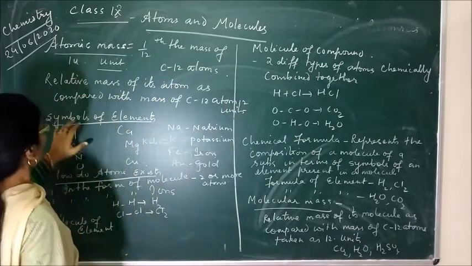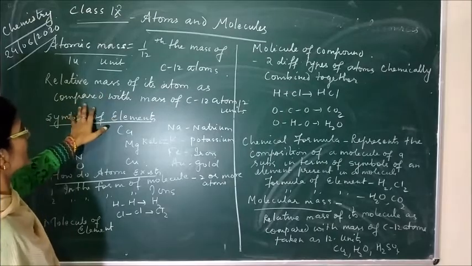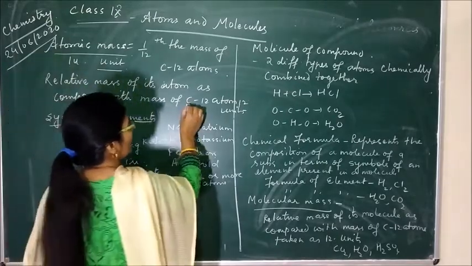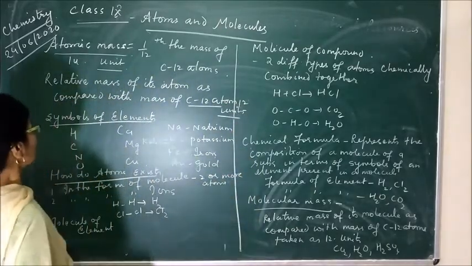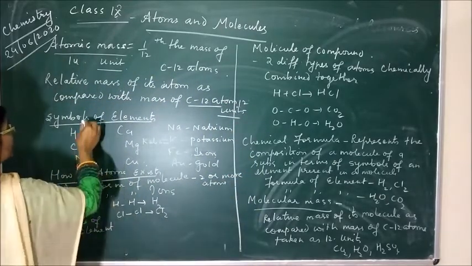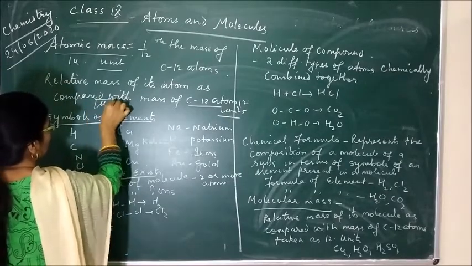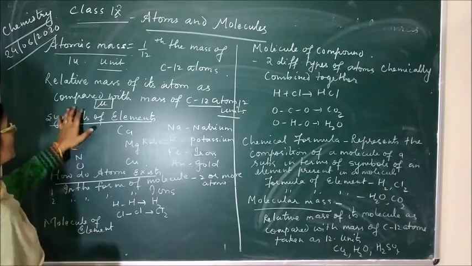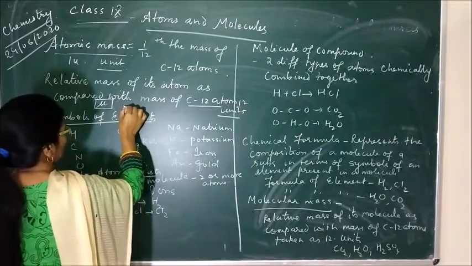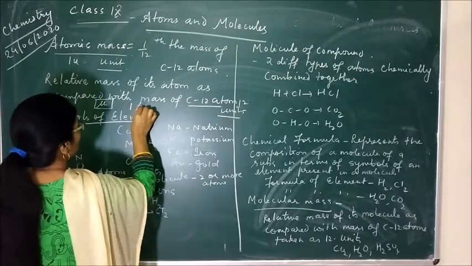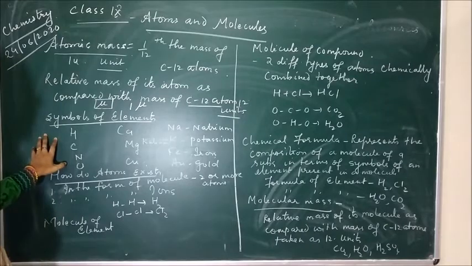Or we can also define atomic mass unit as the relative mass of an atom as compared with the mass of a carbon 12 atom taken as 12 units. This atomic mass unit is always expressed in the form of u. The symbol is this one, u. If any element has atomic mass 1, we will write it as 1 u, like this. Now we will study the symbols of the elements.